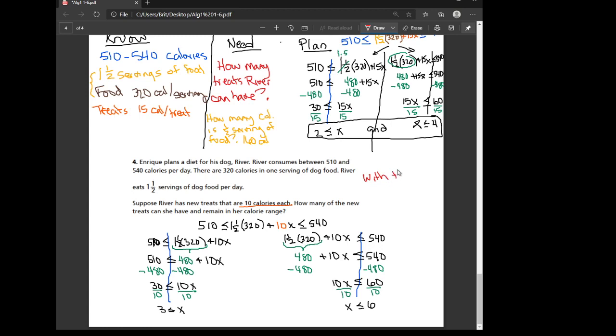Alright, so to answer it in words, because we like to answer in words, with the new treat, River can eat between 3 and 6. Right? So the treats have fewer calories each, and so she can have more of them. Might be a good life for a doggy. Depends on if she likes it more or not, right?